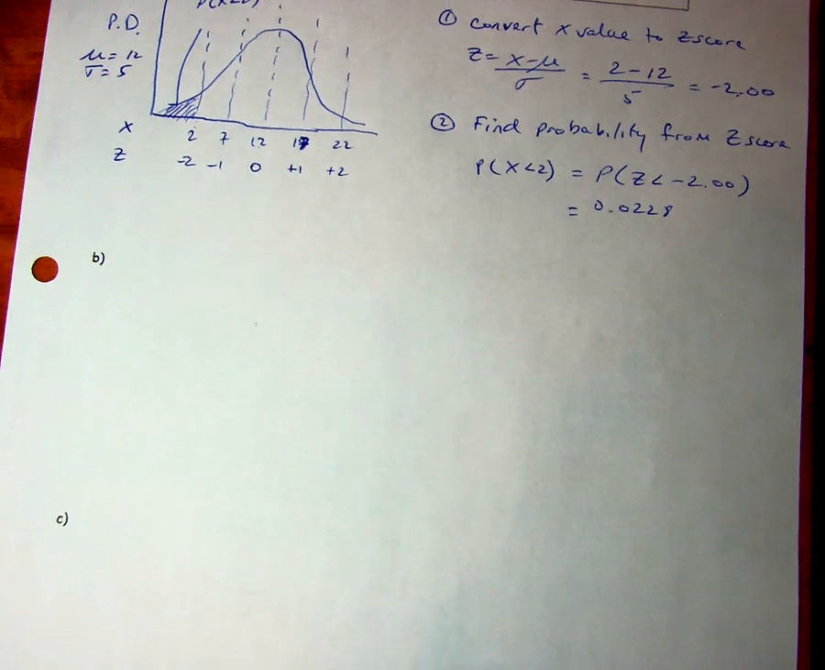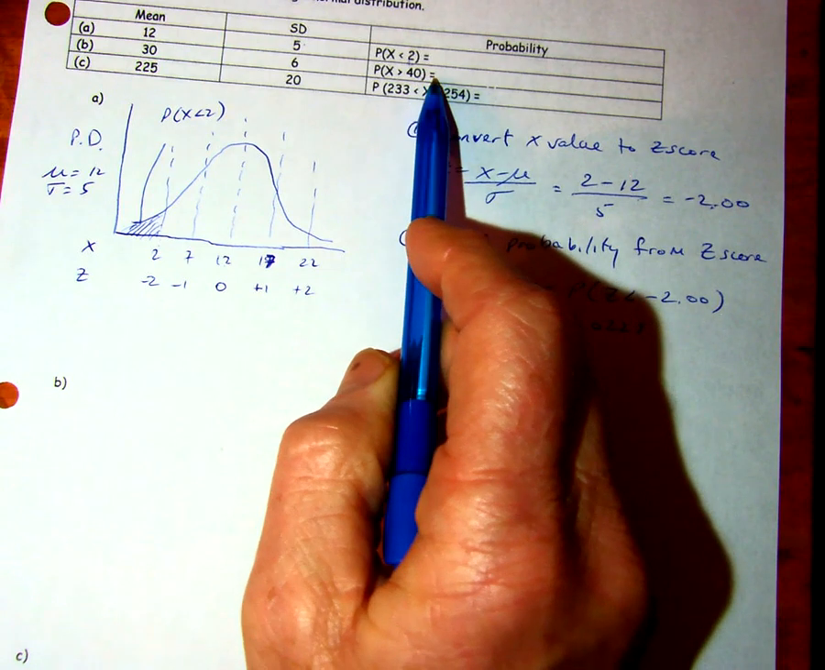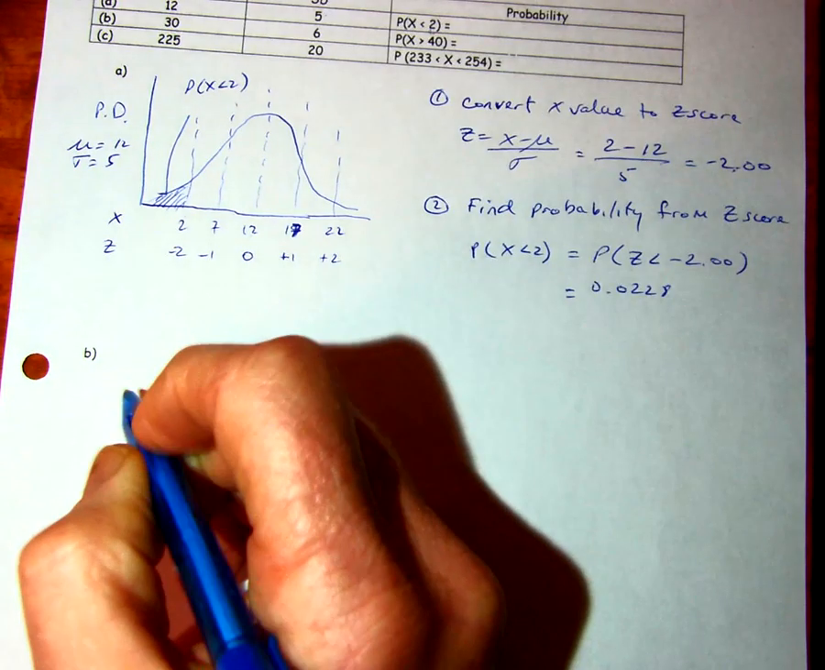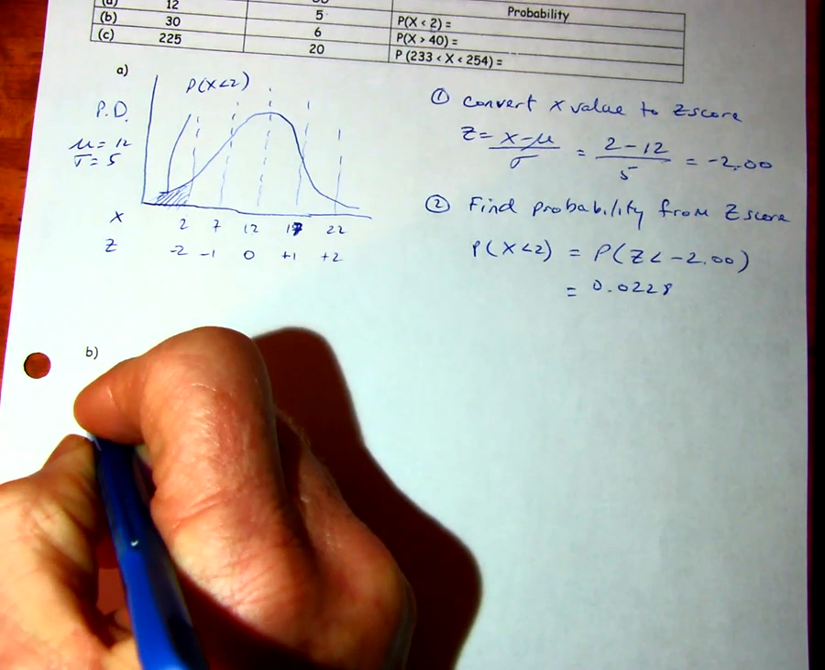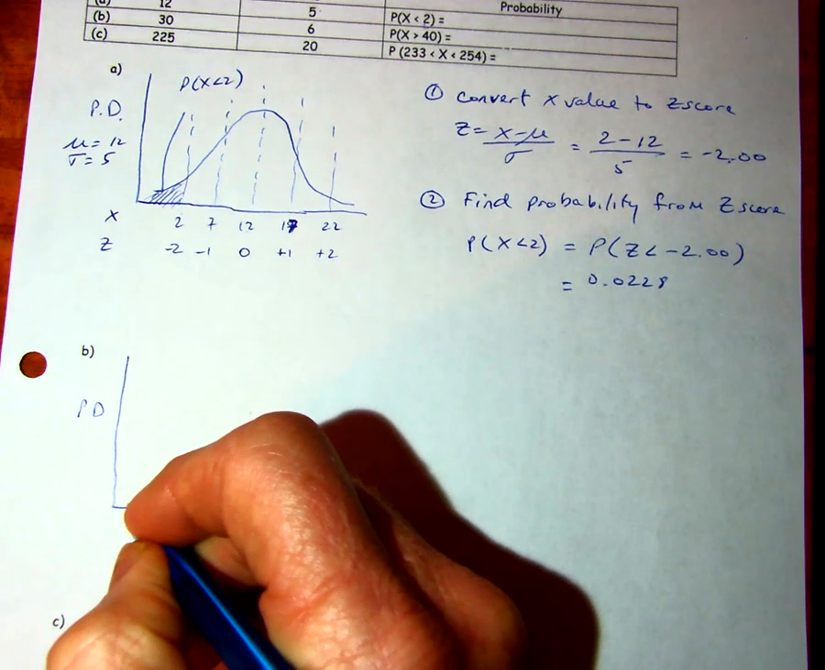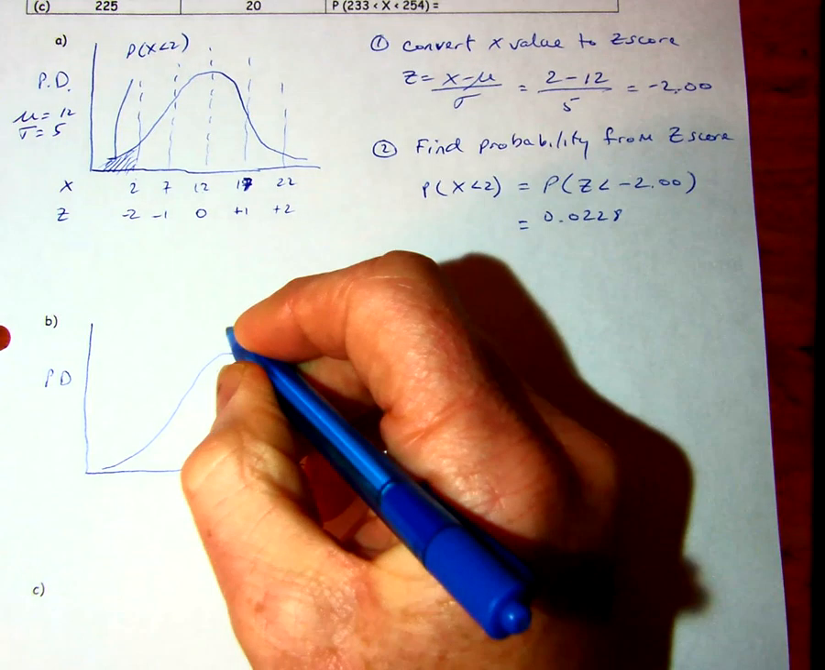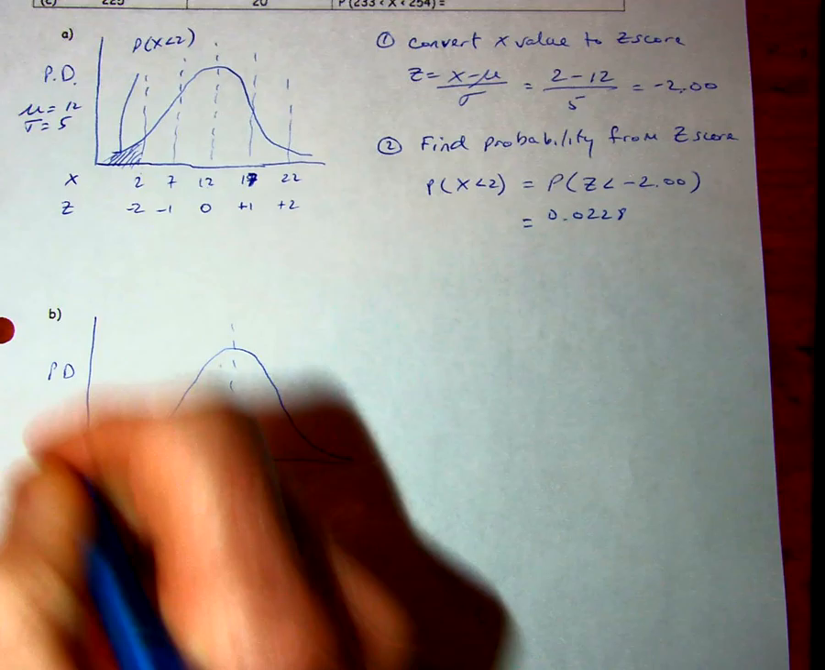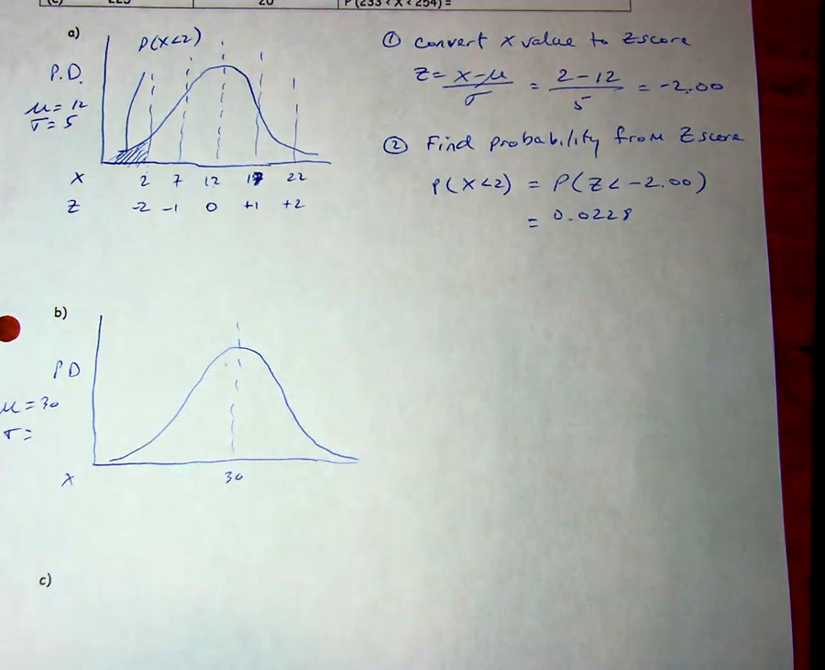Let's do B. What's it asking? The probability that x is greater than 40 if the mean was 30 and the standard deviation was 6. You don't have to draw a graph, but I'm going to draw one anyway. Again, we have a bell curve. And this time the mean is 30, and the standard deviation is 6.